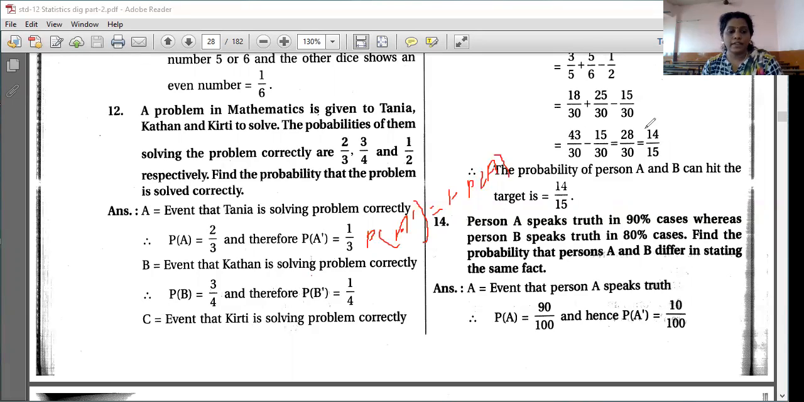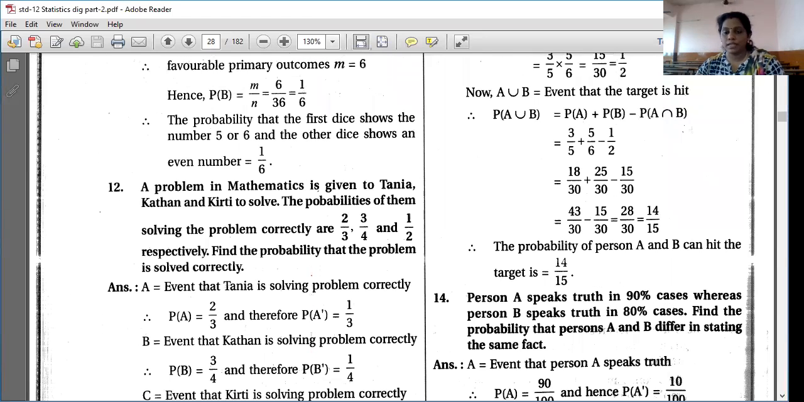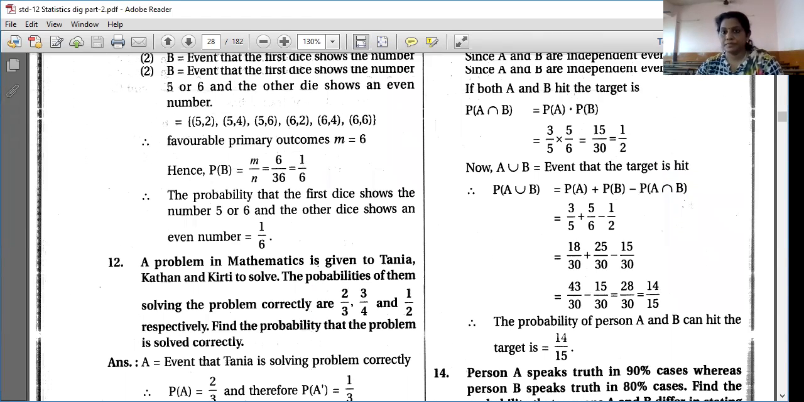Now see, C is the event that Kirti is solving the problem correctly. So P of C is equal to 1 by 2 and P of C dash is equal to 1 minus 1 by 2. That is again 1 by 2.